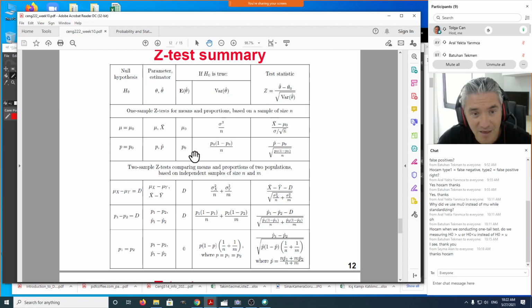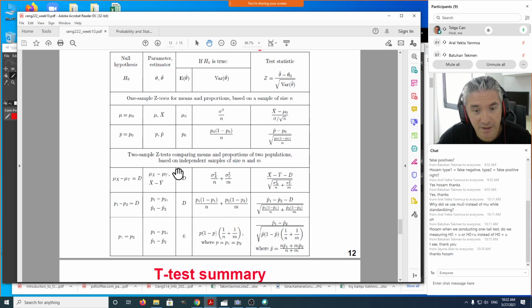This P0 is the one that is given to you in the question. Assuming that proportion is correct, you're just going to be using that to compute the population variance. And here, the only thing you compute from the sample is either X bar or the proportion. All the other things on the right-hand side are given to you in the question, okay?